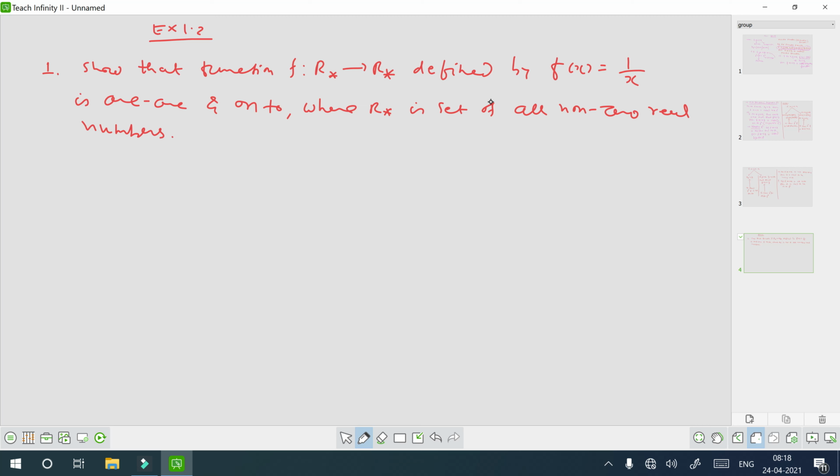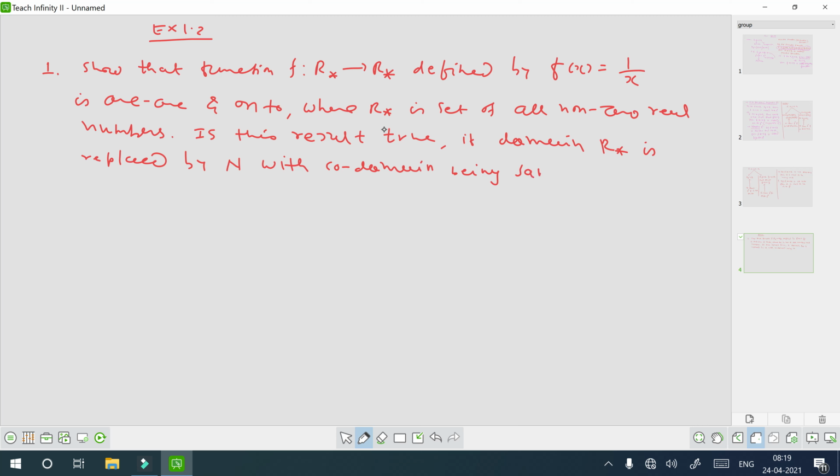Clear? Is this result true if domain R star is replaced by N with codomain being same as R star? Clear? Now see, this is the question.